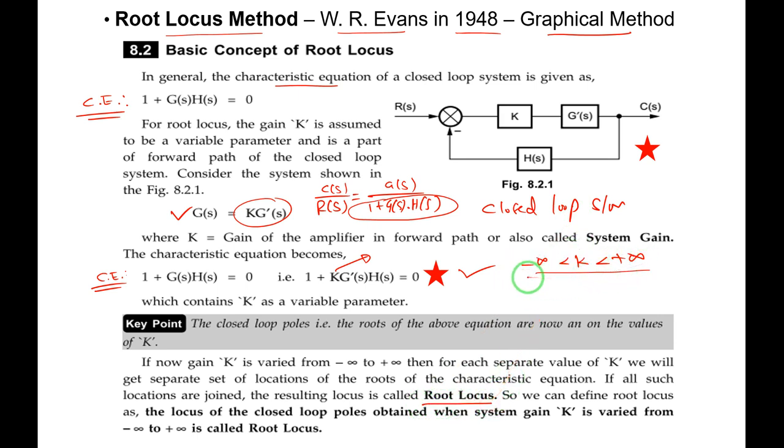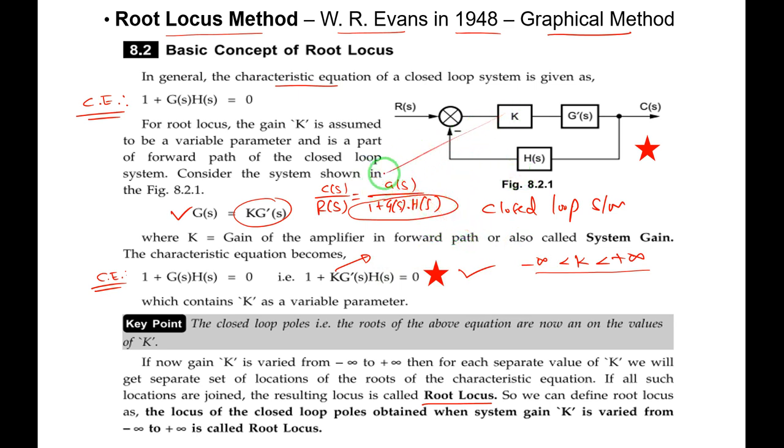For a particular value of k, I will get some set of poles. For k equal to 1, some set of poles. For k equal to 2, another set of poles. For k equal to 3, another set of poles, and so on. If I join all those sets of poles, then the locus is formed. That locus we call the root locus, meaning the locus obtained by joining the closed loop poles for different values of k. K is the system gain, right?